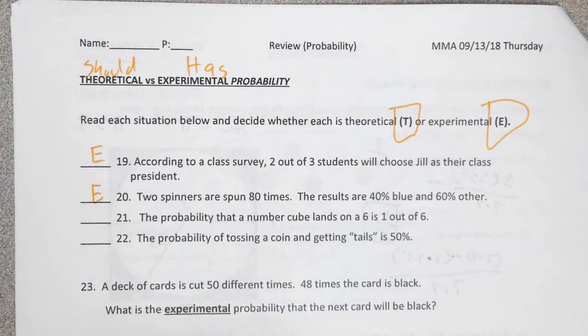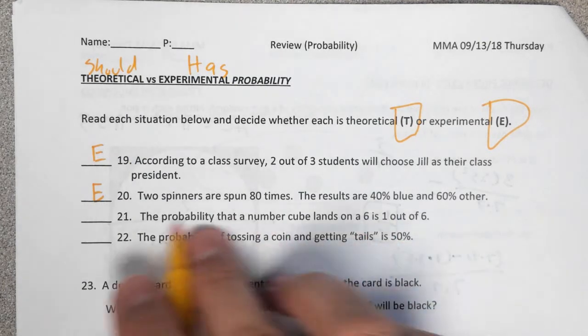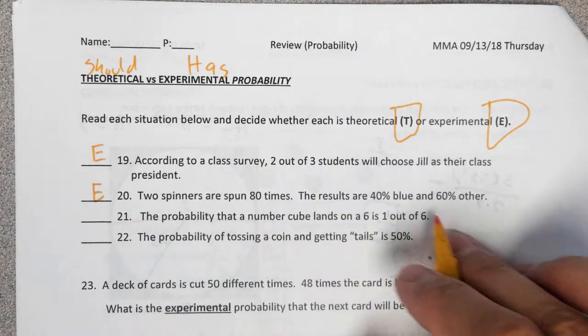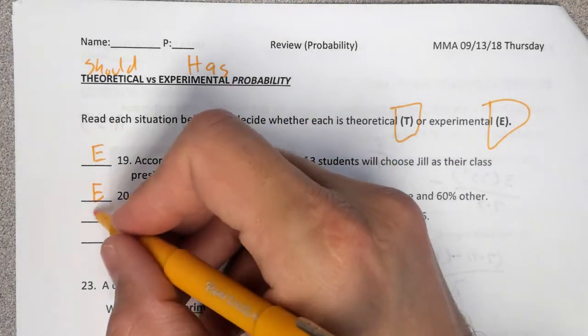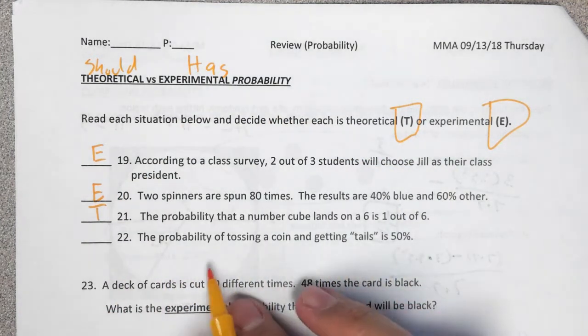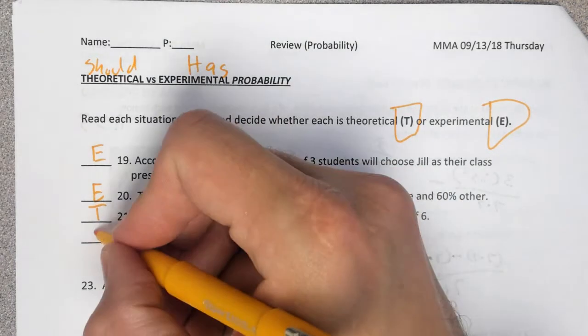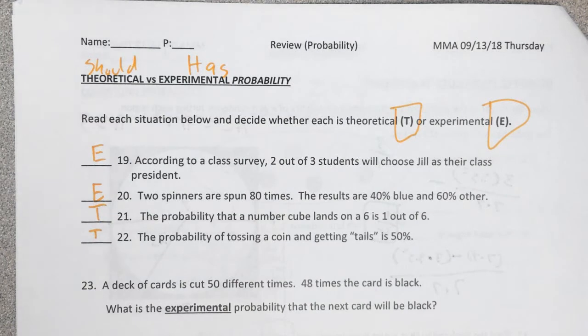Experimental. The probability that a number cube lands on 6 is 1 out of 6. Nothing about actually rolling the number cube. Theoretical. The probability of tossing a coin and getting tails. Nothing about actually getting tails or flipping a coin. That's theoretical as well.